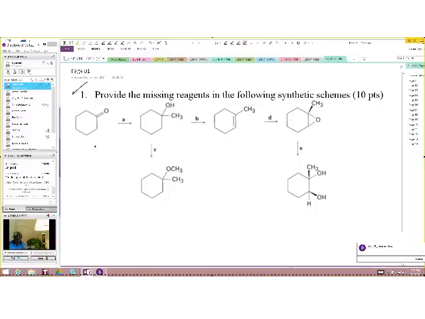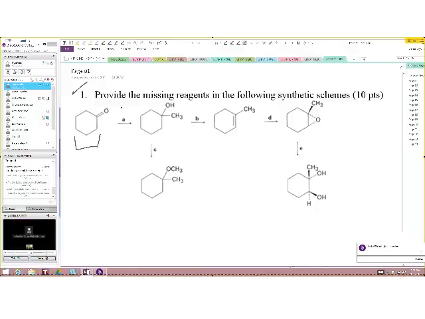Okay, here we want to go from a ketone to a tertiary alcohol. So what reagent do we need right here? The methyl Grignard followed by the hydronium ion. Okay, very good. So you want to do a Grignard reaction here. So you want to use methyl magnesium bromide. So you want to use a Grignard reagent, and then you follow that up with hydronium ion.